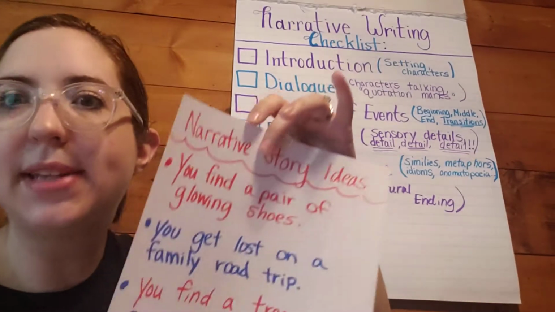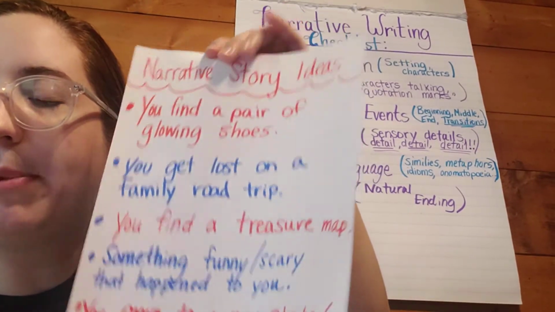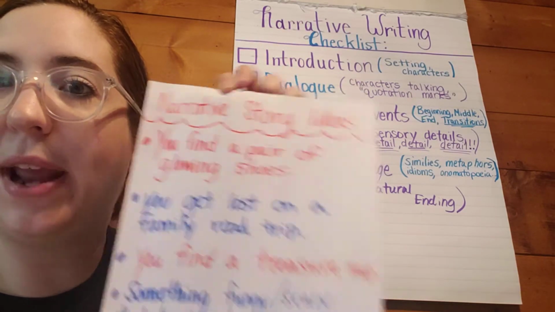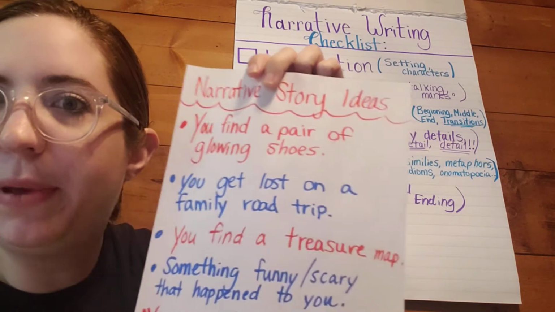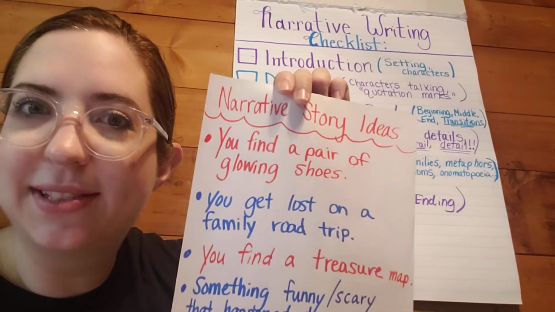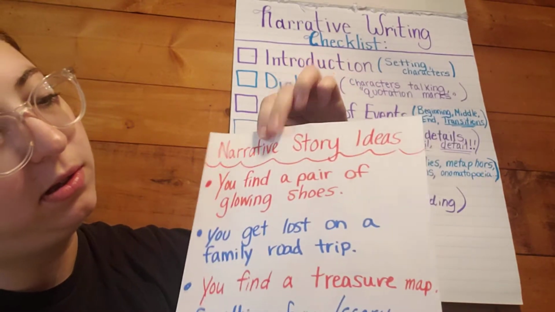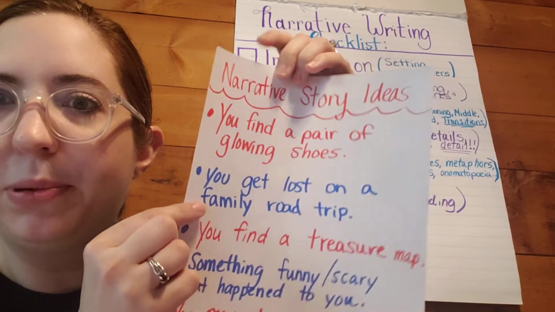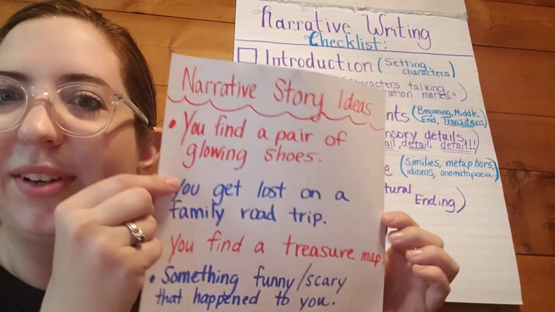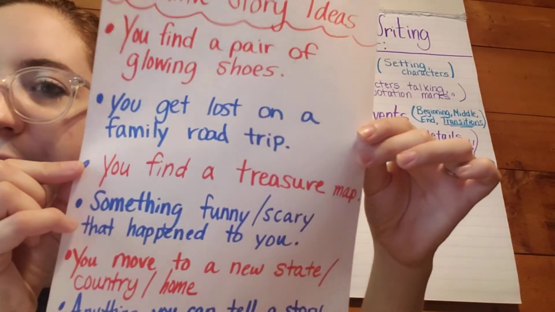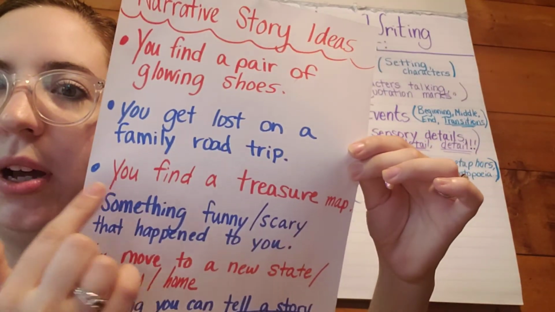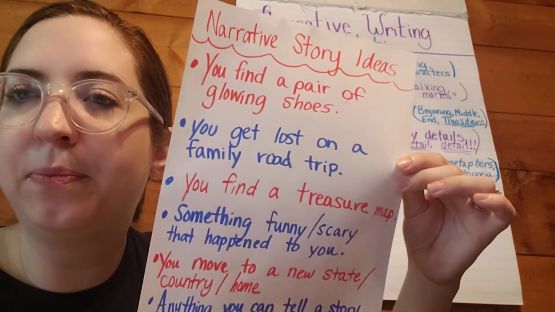But here are some ideas I came up with for topics you could write a story about. Narrative story ideas. If you like the glowing shoe story, maybe you find a pair of glowing shoes. And what happens next? How about you get lost on a family road trip? That could be fun. Ooh, what happens when you find a treasure map? Tell a story about a time when you find a treasure map.